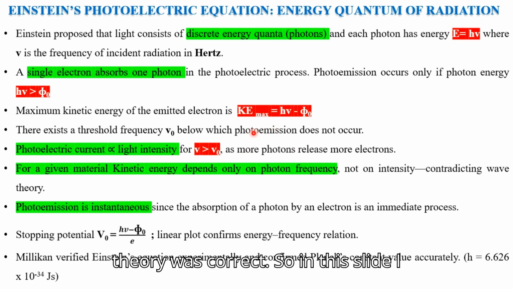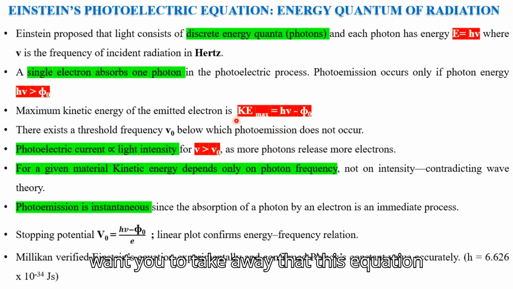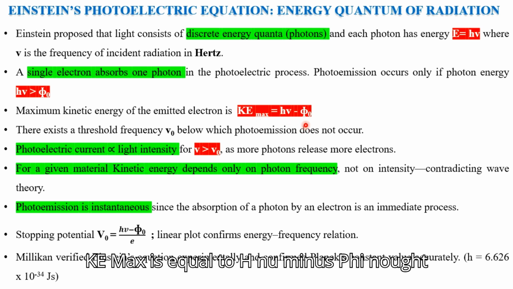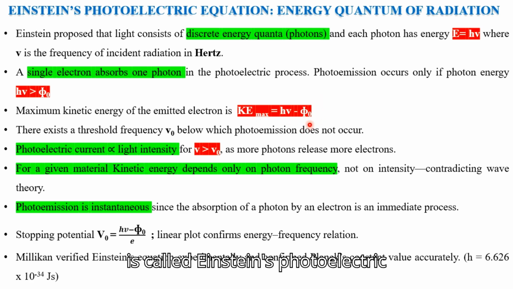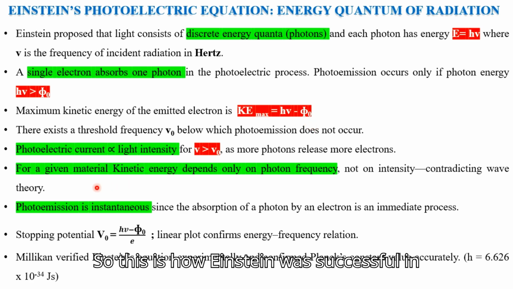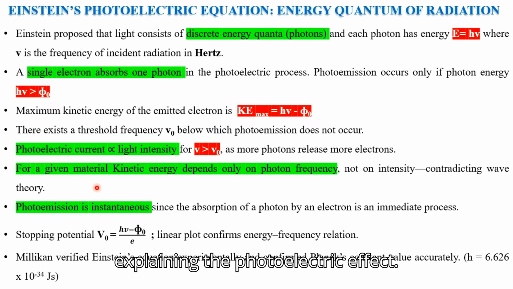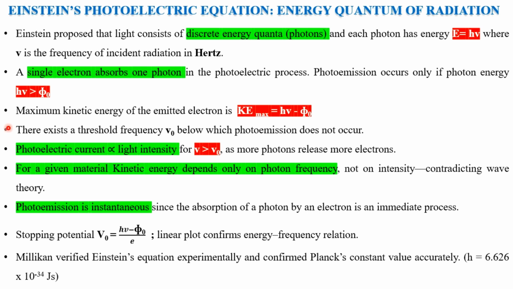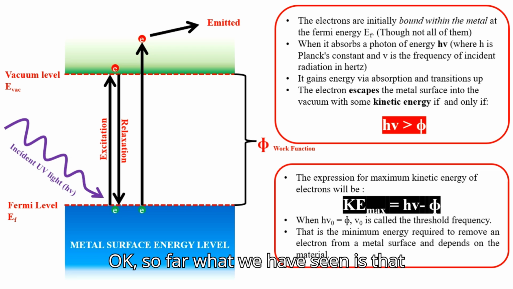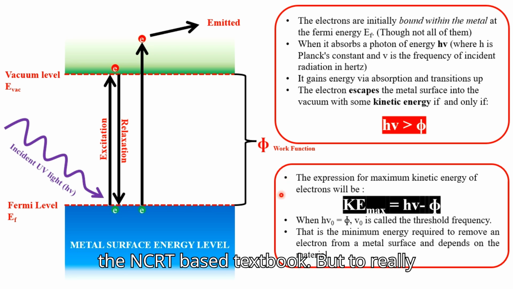So in this slide, I want you to take away that this equation, KE max equals h nu minus phi naught, is called Einstein's photoelectric equation. So this explains the whole photoelectric effect more or less. So this is how Einstein was successful in explaining the photoelectric effect. Okay, so far what we have seen is the explanation of the photoelectric effect in the NCERT based textbook.